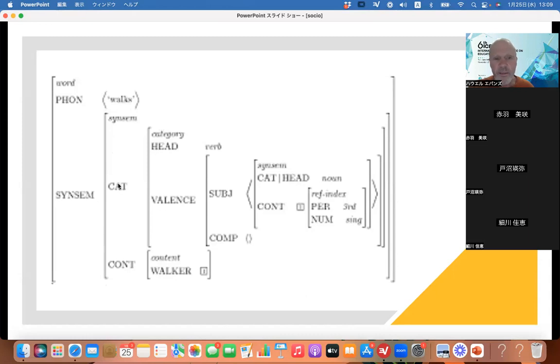So for example, the syntactic information says it's a head, it's a verb, and it says, give me a noun phrase as a subject. And then the content of the noun phrase is actually shared in the content of the verb. So basically, the idea there is that it's a sign. A sign is a kind of form-meaning pair. And with a word, it's a special kind of sign where you've got form, you've got meaning, and you've also got grammar. So that's that.